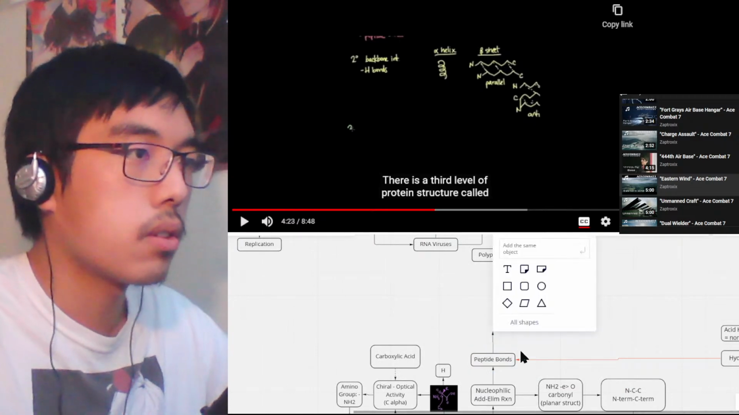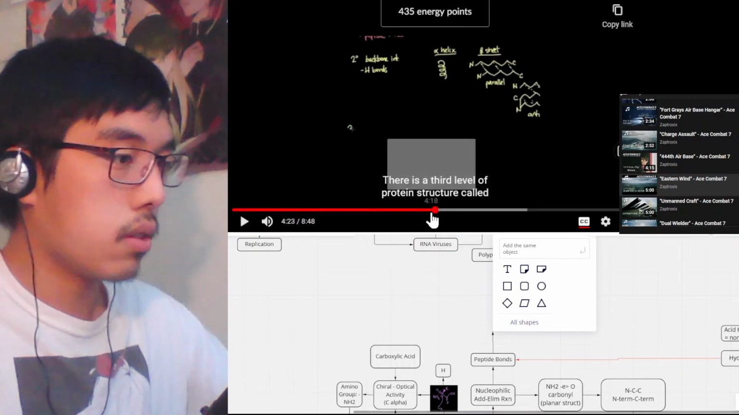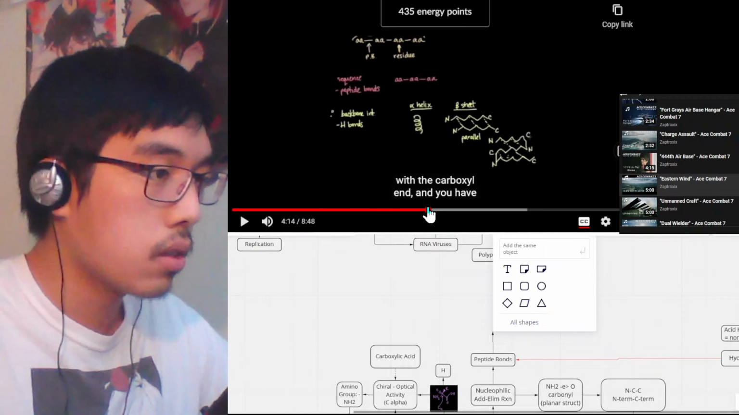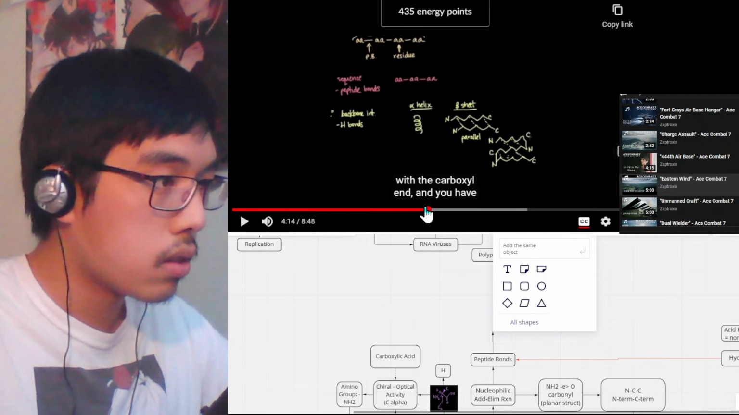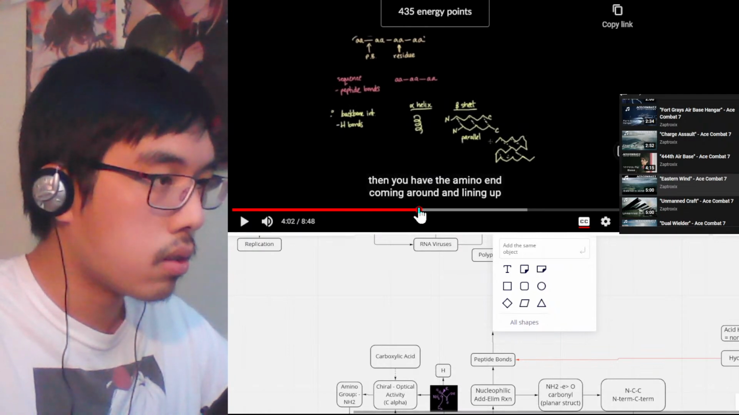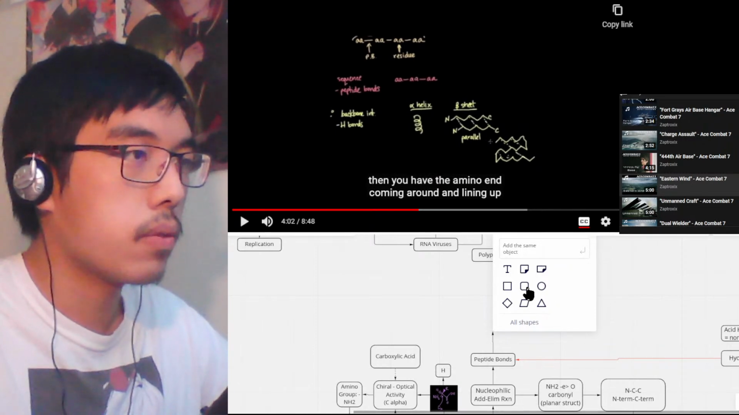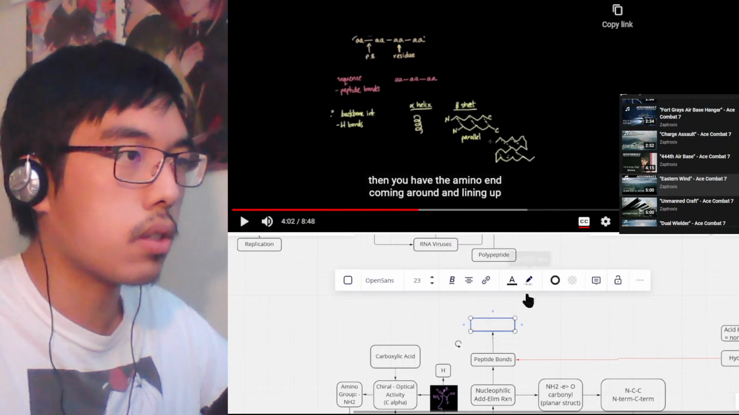Alright, so peptide bonds. Let's back up a little bit here. Okay. How about we label this as secondary structure?